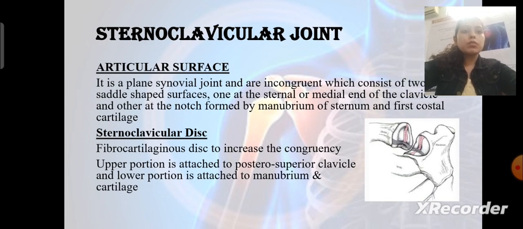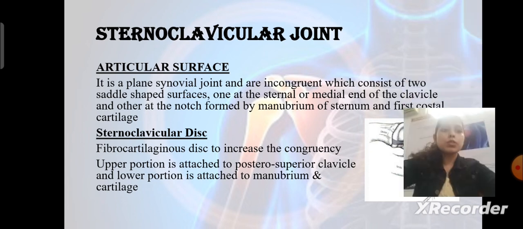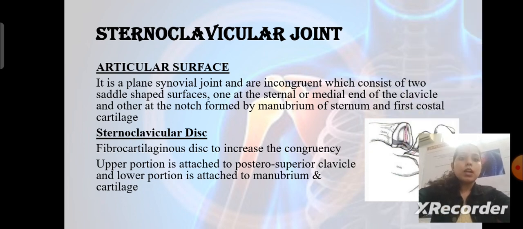So first we talk about the sternoclavicular joint. The articular surface of the sternoclavicular joint is a plain synovial joint and the surfaces are incongruent, consisting of two saddle-shaped surfaces, one at the sternal or medial end of the clavicle and the other at the notch formed by the manubrium of the sternum and the first costal cartilage. Second is the sternoclavicular disc.